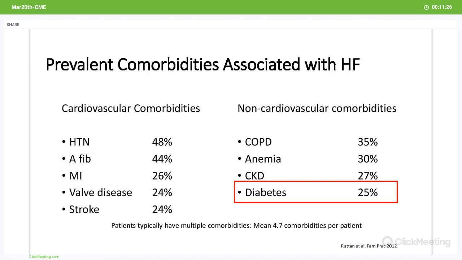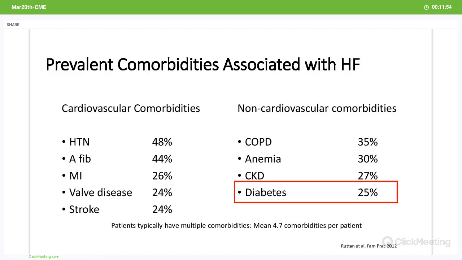I think anyone who's looked after heart failure patients recognizes that patients with heart failure tend to be older. They tend to have complex comorbidities. On average, they've got 4 or 5 serious, potentially life-limiting comorbidities. They have a lot of cardiovascular comorbidities, but in fact, they have a lot of non-cardiovascular comorbidities as well. And COPD, anemia, chronic kidney disease, and of course, diabetes is highly prevalent in just about any population of heart failure patients that you look at.